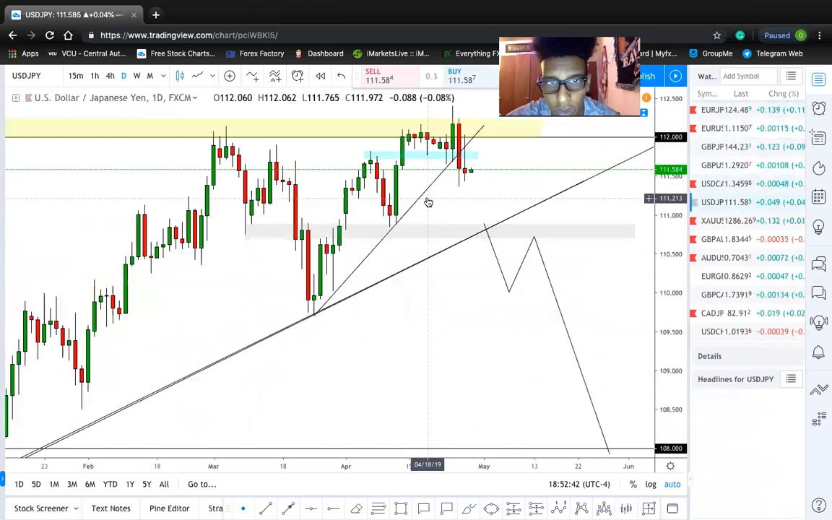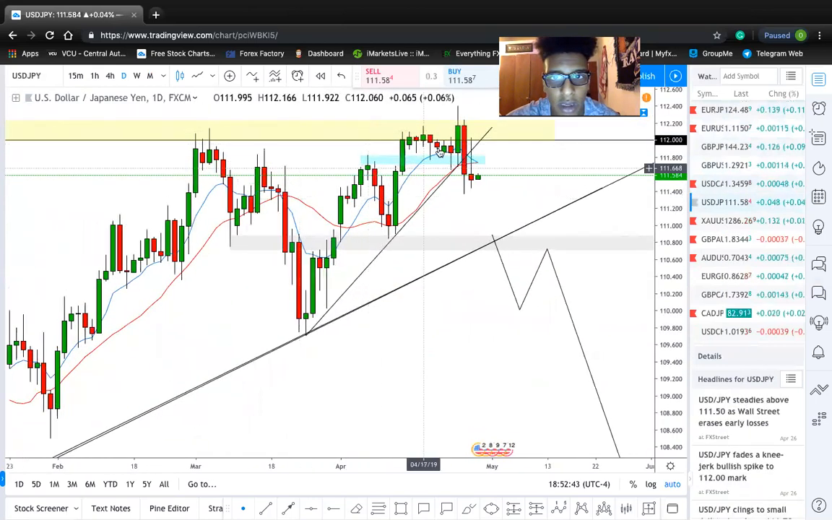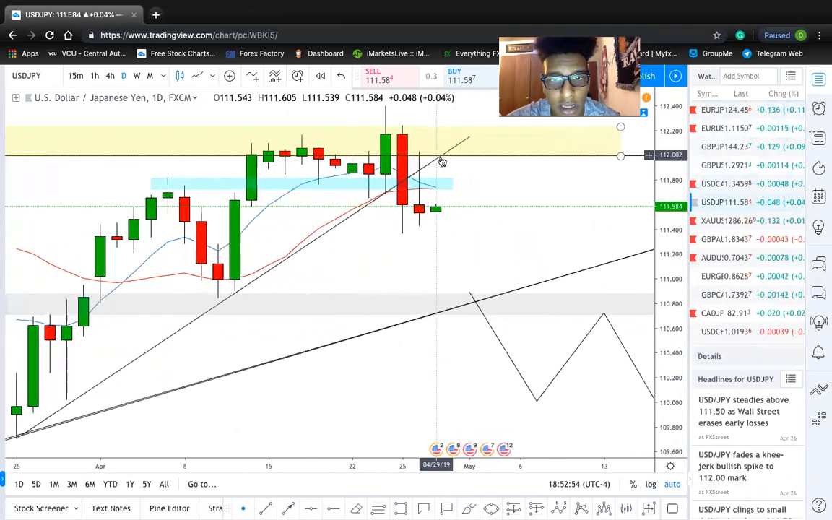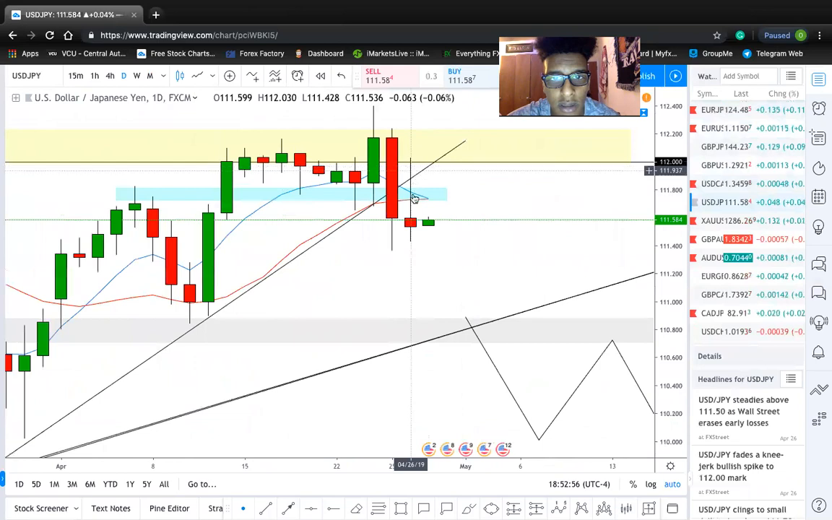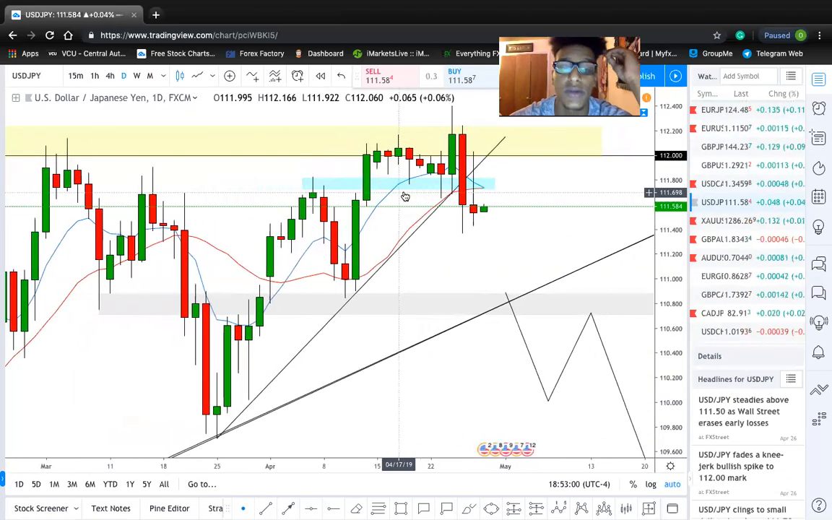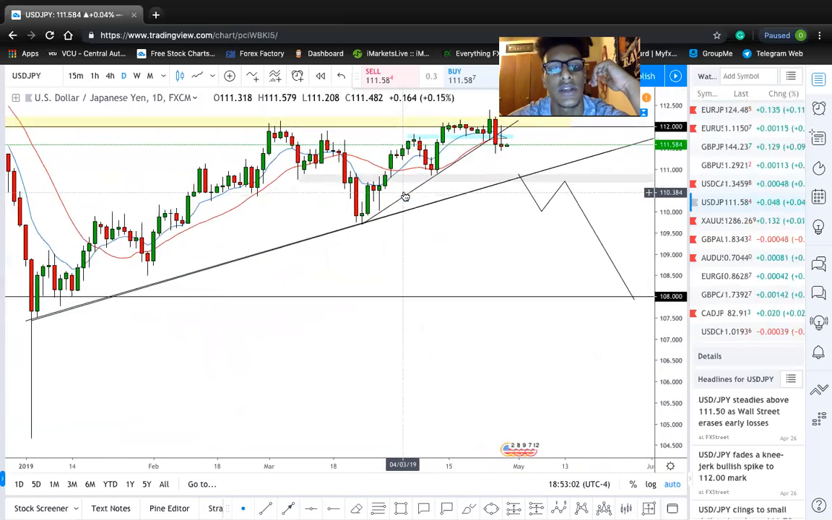Okay, so USD JPY, you see we broke, impulse move to the downside. We have support turned resistance. MAs look like they're about to cross on the daily. The candlesticks are telling us we have huge selling pressure. So essentially, we need to read the candlesticks because every candlestick tells a story.